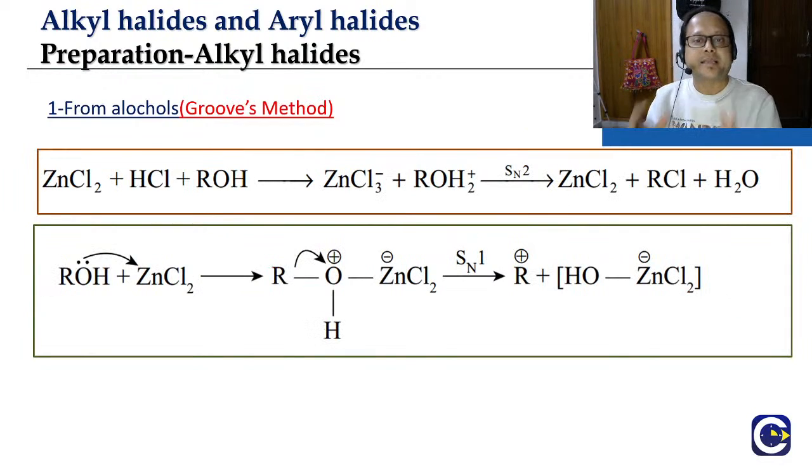Then comes Groove's method. What is the mechanism behind this method? We are discussing it here. We have just simply written ZnCl2 and HCl with ROH, the alcohol, so Cl is going to replace it. But what happens behind it? This is what we are learning here. Oxygen is acting here as a nucleophile, and with zinc it is going to attach its pair of electrons. So what is going to happen? Let me quickly check.